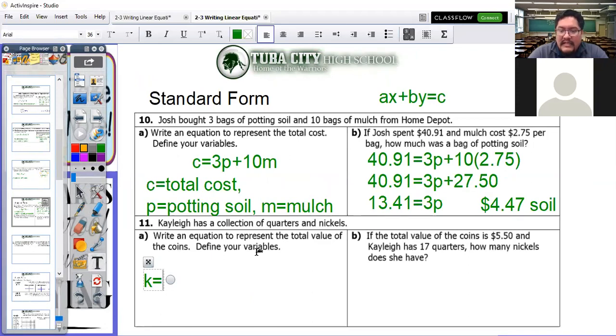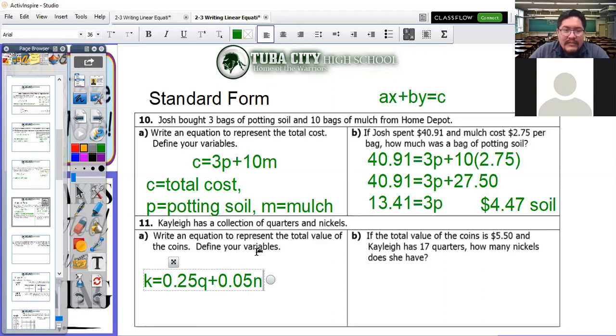So it says quarters and nickels. We know that a quarter is this much. If you have 1 quarter, that's 25 cents. If you have 2 quarters, that's 50 cents. 3 quarters, 75 cents, and so on. Now, in this case we would have nickels. So I'm going to show the value of a nickel, and N is for the number of nickels. If we have 1 nickel, it's 5 cents. 2 nickels is 10 cents. 3 nickels is 15 cents, and so on.